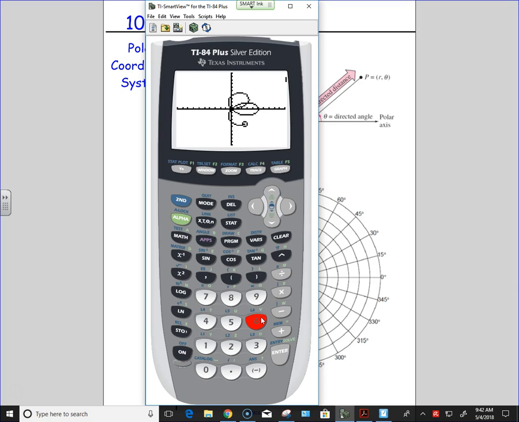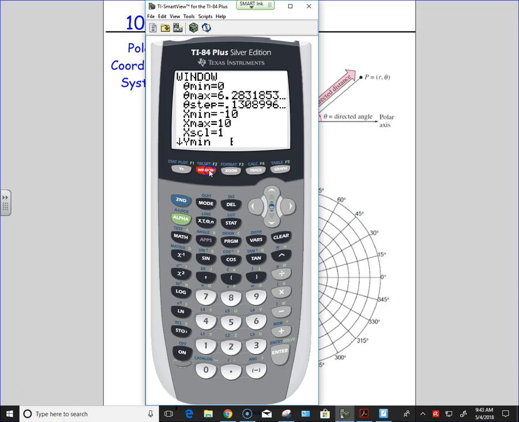Polar curves usually have symmetry. I see symmetry this way, but it's not a very nice flower centered around the origin. That's why I went to my window and made it a little bit wider. But just be careful with the theta mins, theta max, theta steps.